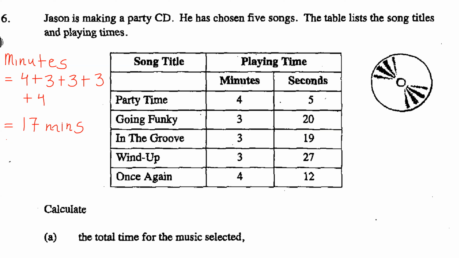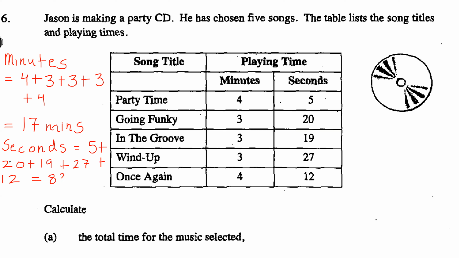All right, what about the seconds? So let's consider the seconds. For the seconds, we know we have 5 plus 20 plus 19 plus 27 plus 12. So we just add them all together. 5 plus 20 plus 19 plus 27 plus 12. That's going to give you 83.